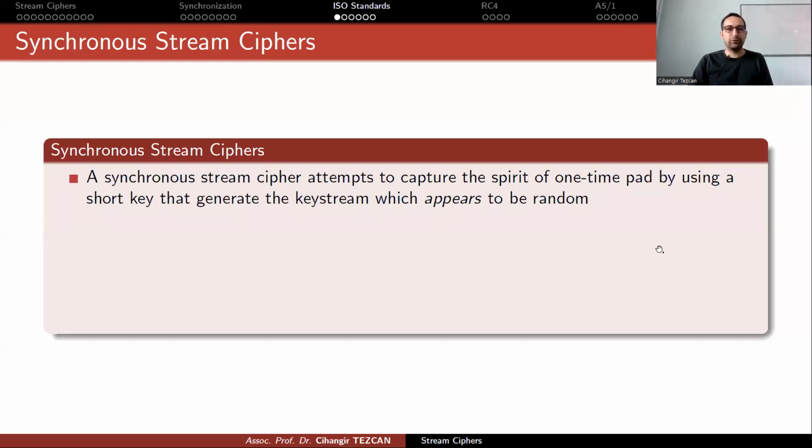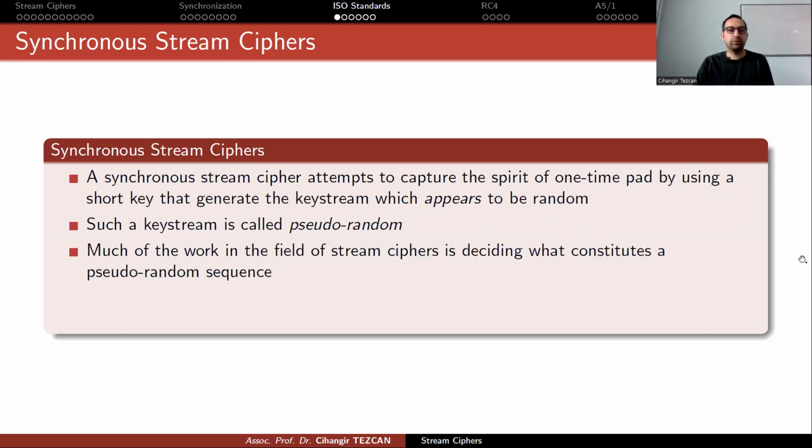All right, so let's talk about the security of stream ciphers, most importantly, the randomness of the key stream, and then I will talk about some standards that we have. So a synchronous stream cipher attempts to capture the spirit of one-time pad by using a short key that generates the key stream, which appears to be random. Since it is generated from a shorter sequence, we cannot say that the key stream is now random. Instead, we will call it pseudo-random.